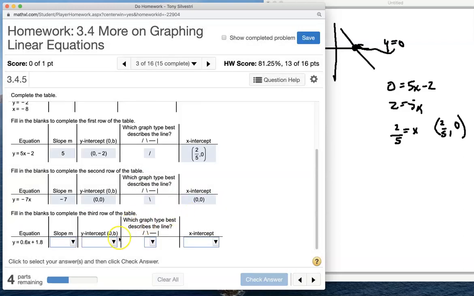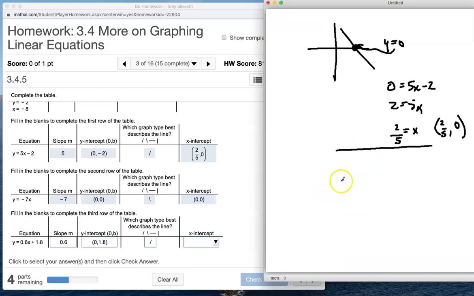I wish that was it, but of course not. The slope is 0.6. The y-intercept is 0, 1.8. This is a positive slope, and I got to do this. I gotta say y is 0, plug in y is 0. Okay, so we know that the point has to have a y is 0, because we made y equal 0. To calculate the necessary x, you got 0.6x plus 1.8.